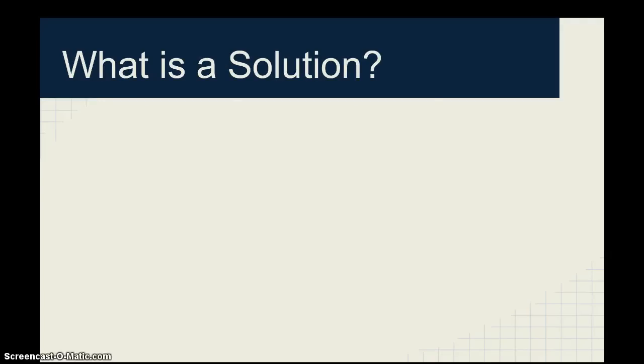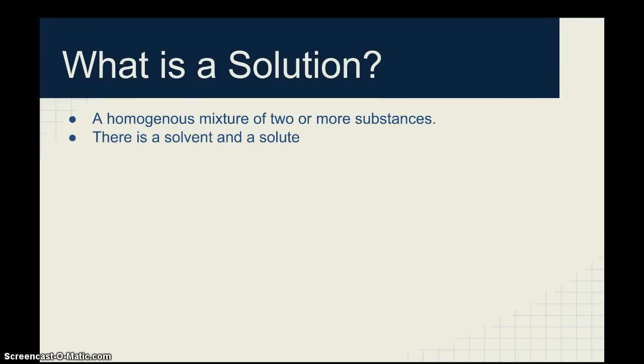So, first of all, what is a solution? Well, as we talked about in class today, a solution is going to be a homogeneous mixture of two or more substances. You'll recall that homogeneous means when you look at it, it looks all the same. There's no lumps, there's no clumps. It just looks consistent. It looks the same, even though it's not just one pure substance. There's going to be at least two things. There's going to be the solvent. That's typically the thing you're going to have the most of. It's the thing that does the dissolving. And a solute, the thing that is dissolved.